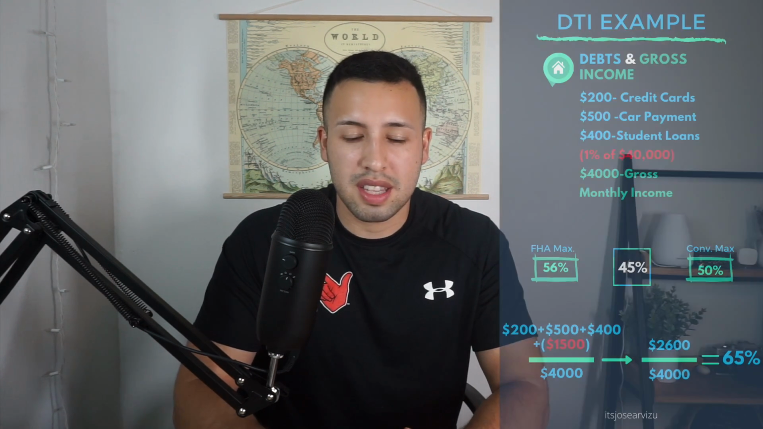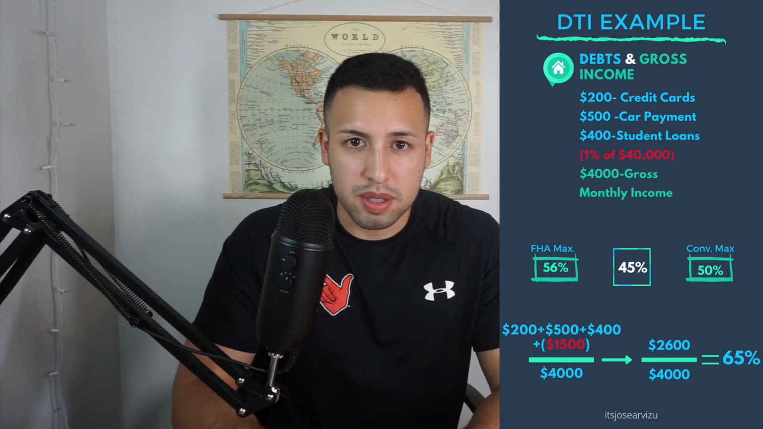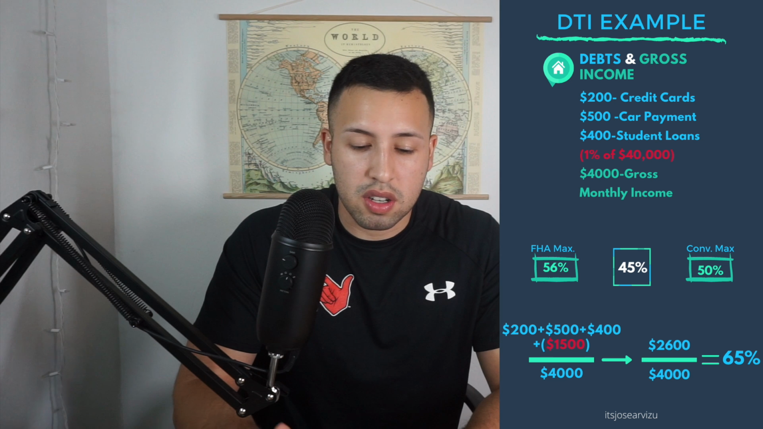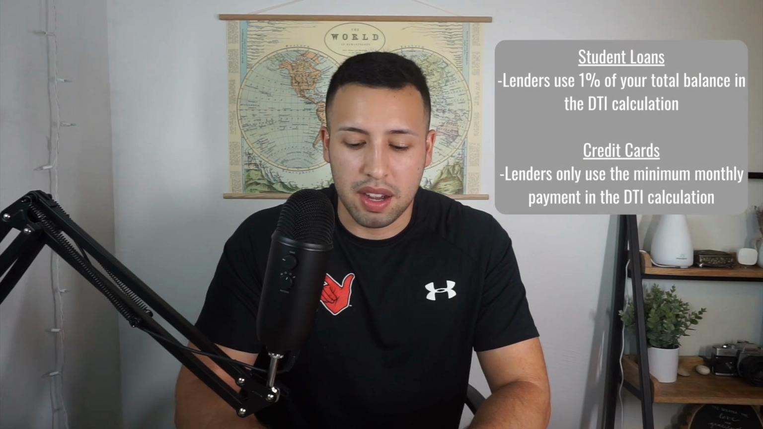Okay, so in our example, our borrower has $200 in credit card payments, he has a $500 car payment, and he has $400 in student loans monthly. Now, I told you we were going to talk about student loans, and we'll do that really quick right now. So student loans, how they impact your ability to buy.